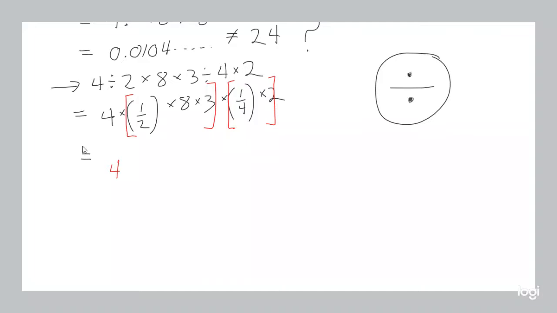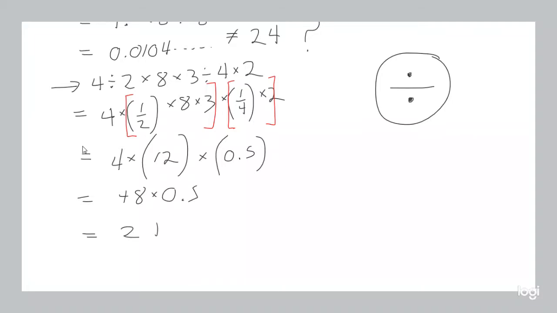4 times 1/2 times 8 times 3 is 12. Times 1/4 times 2 is 0.5. 4 times 12 is 48, times 0.5 is 24. The same number.